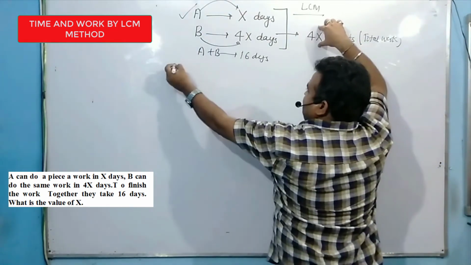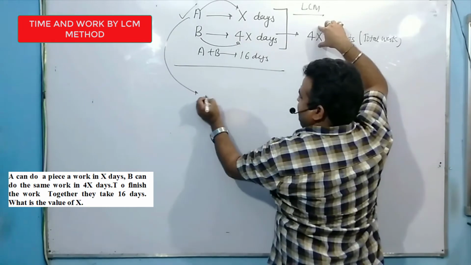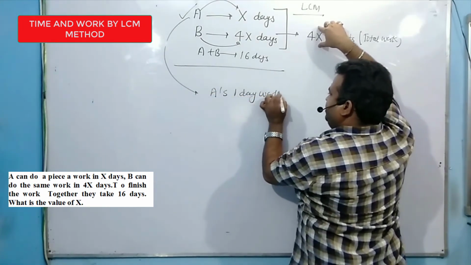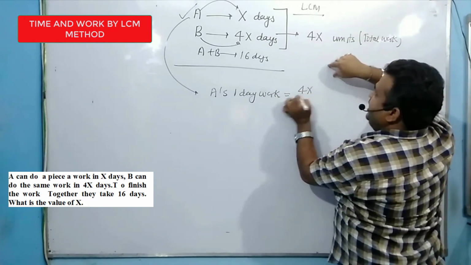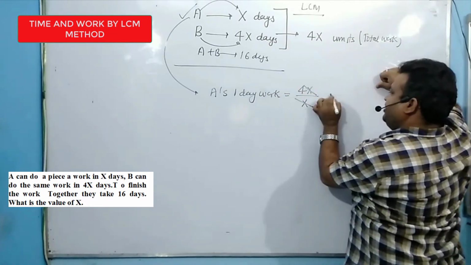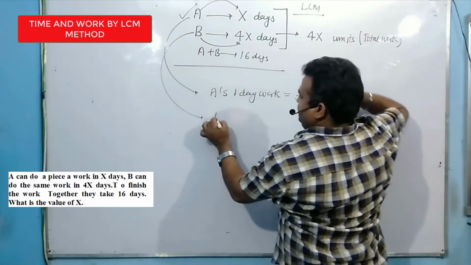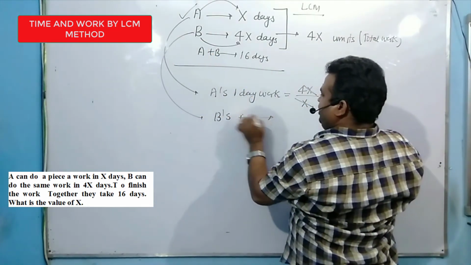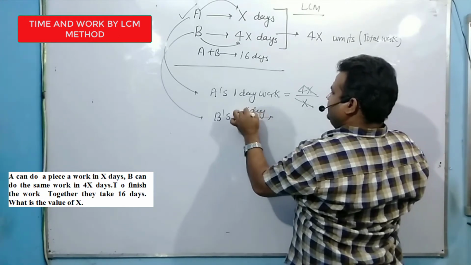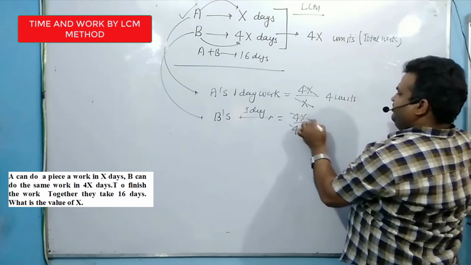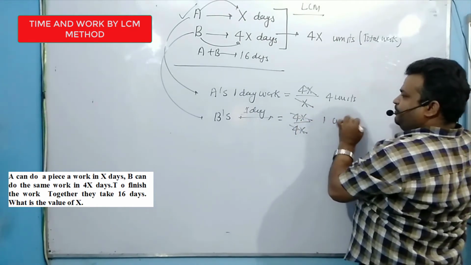A takes X days. So what is A's one day work? A's one day work. Okay, fine. So A is manufacturing 4X divided by X days, so A manufactures 4 units per day. What is B's one day work? B's one day work is equal to 4X divided by 4X. So B manufactures 1 unit per day.